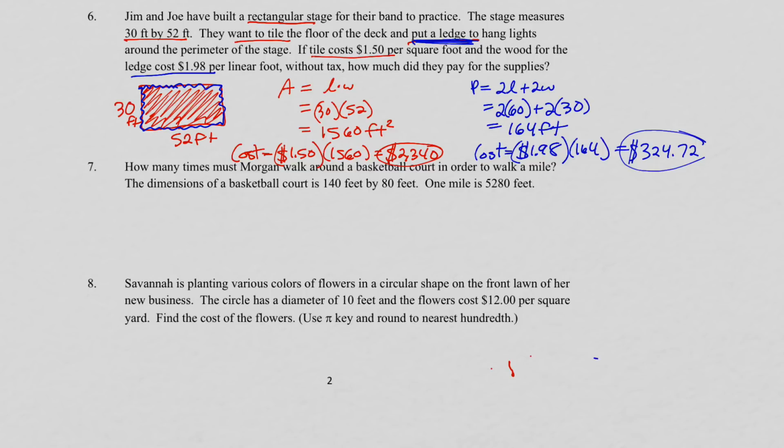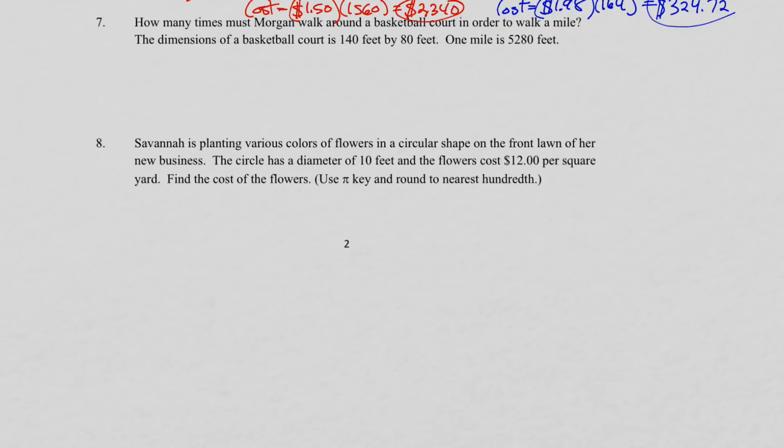All right, so we're solving problems. And now we're going to look at number 8. Okay, number 8. Savannah is planting various colors of flowers in a circular shape on the front lawn of her new business. So the circle has a diameter of 10 feet. Let's go ahead and get this down. And the flowers cost $12 per square yard. Find the cost of the flowers.